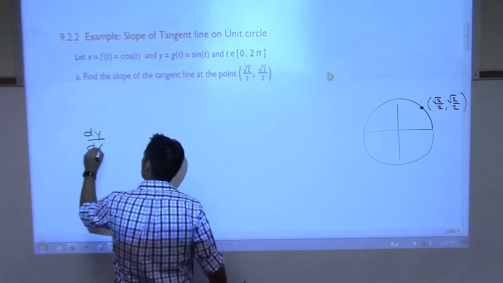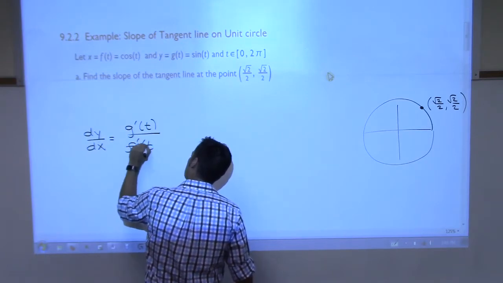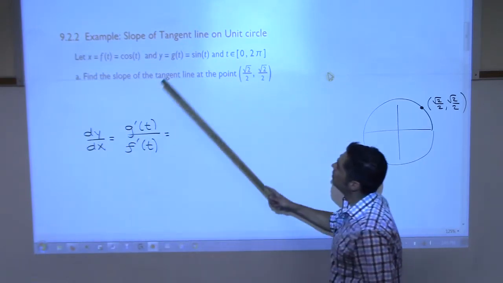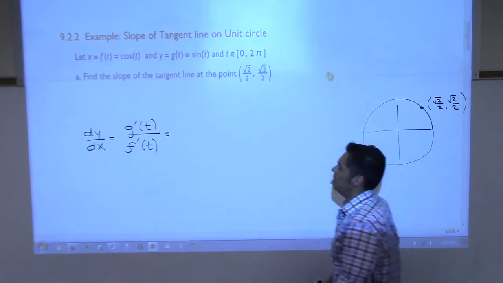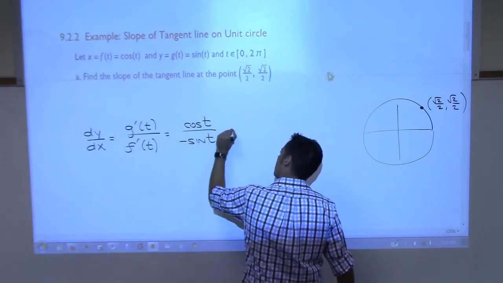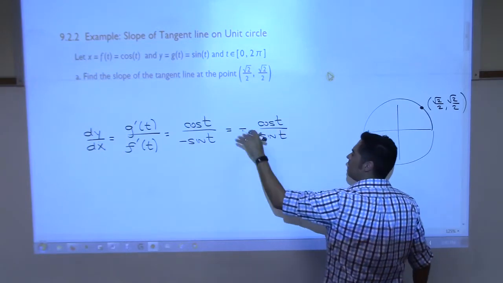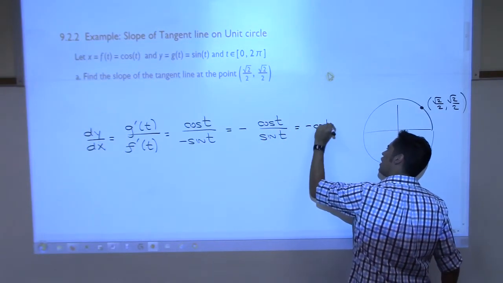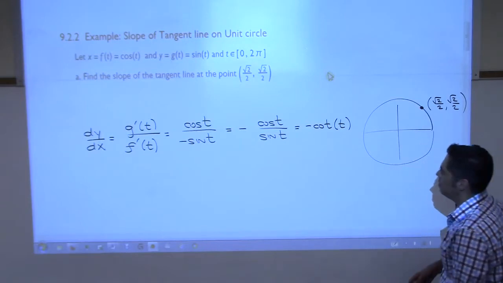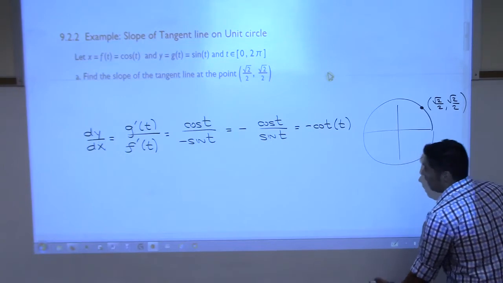dy/dx should be the derivative of g with respect to t over the derivative of f with respect to t. What's the derivative of g with respect to t? Cosine t over negative sine t, which is the same as negative cosine t over sine t, just bringing the negative out. And yes, this is negative cotangent t. That's kind of weird to have cotangent t, so I put the t in parentheses because it's weird to have them next to each other like that. Agreed? That's the slope of the tangent line.